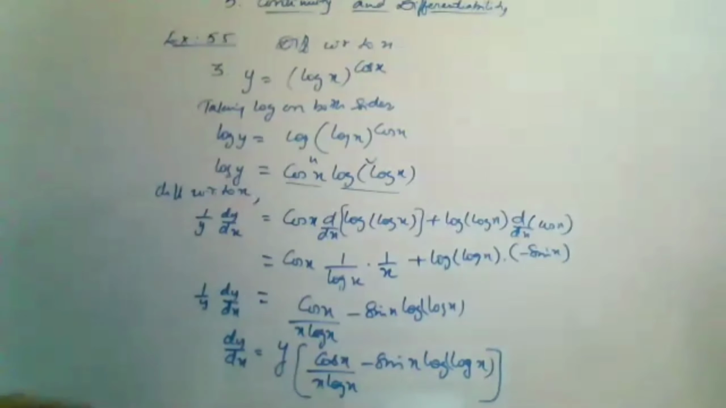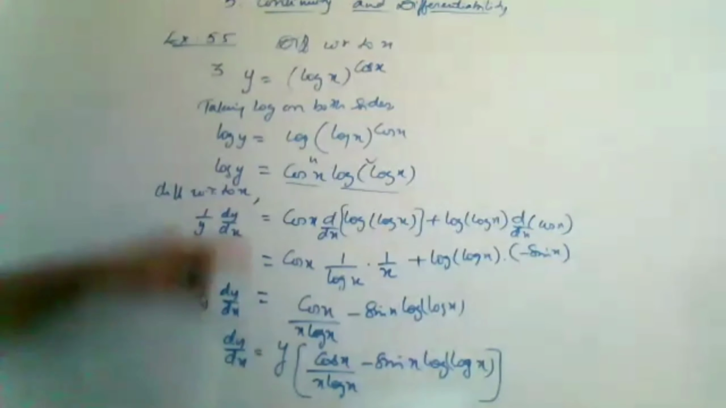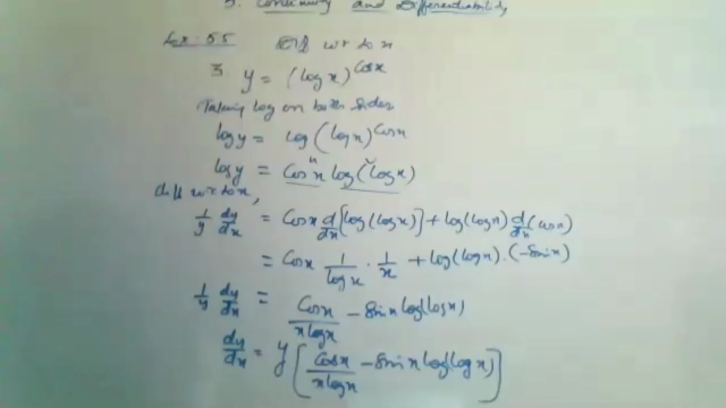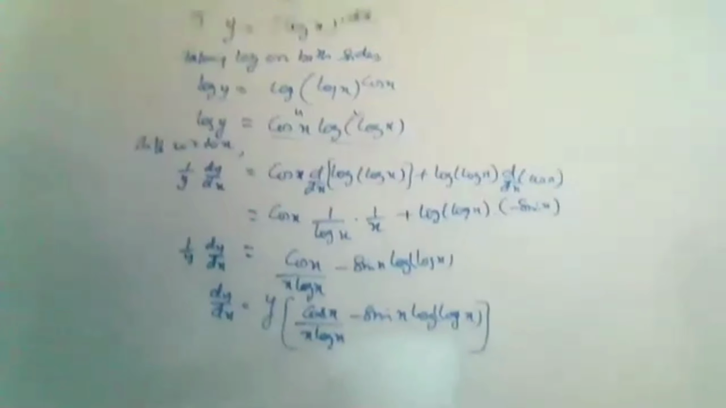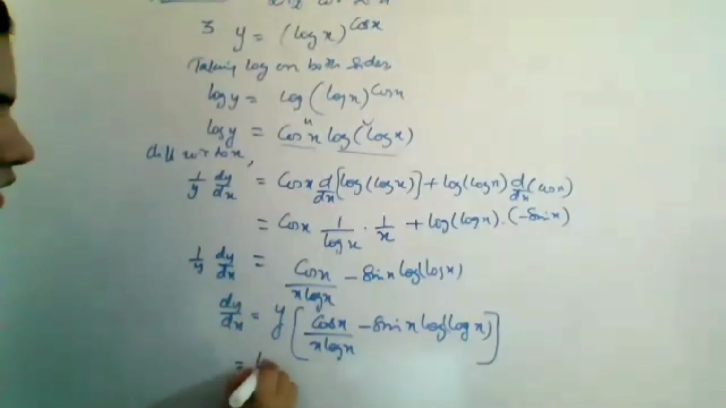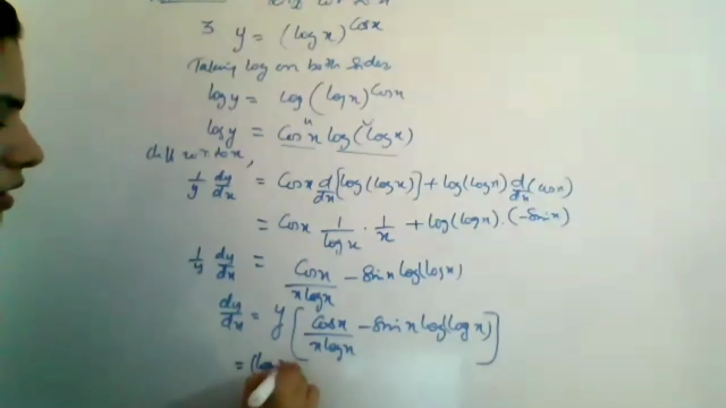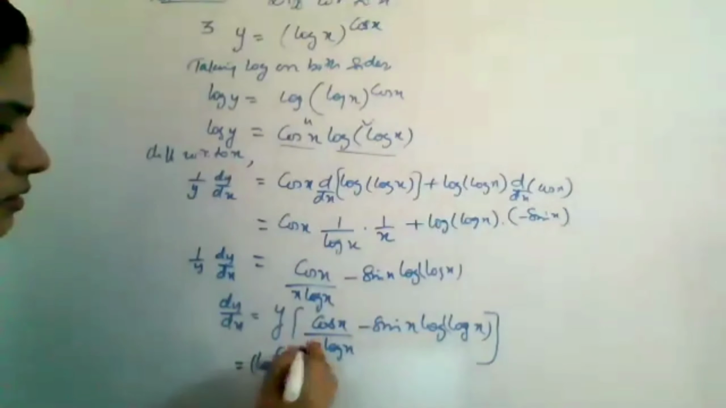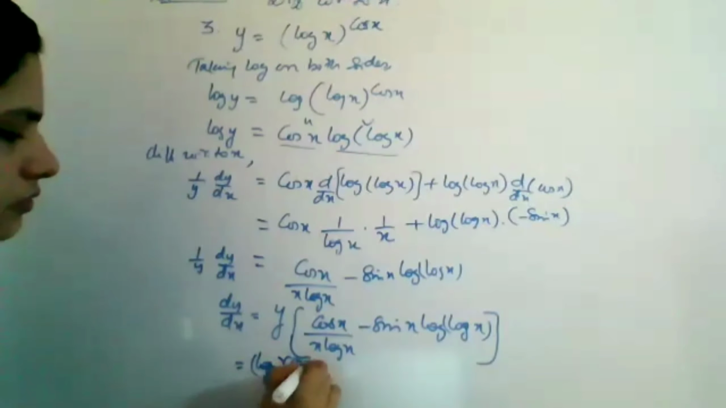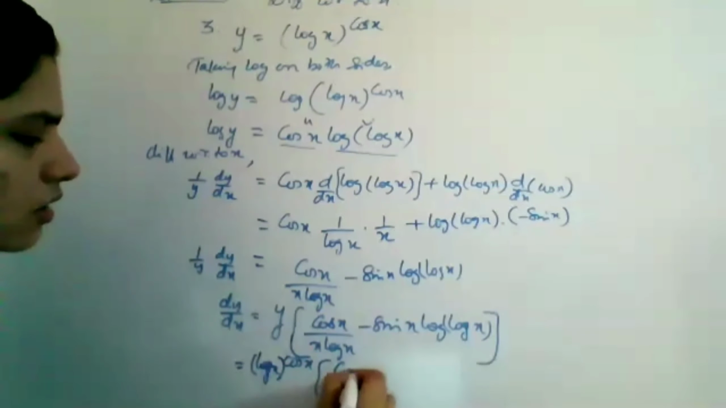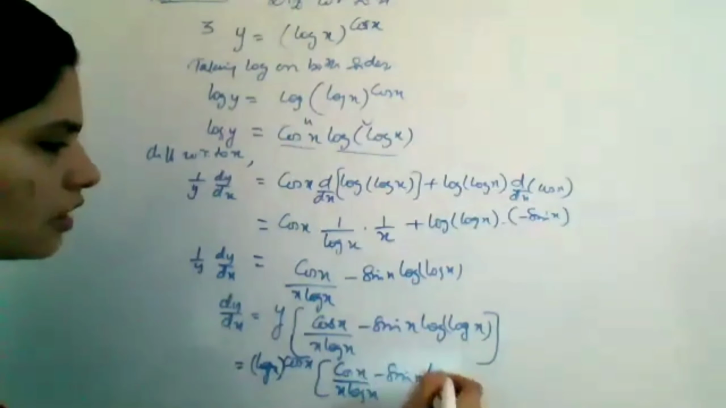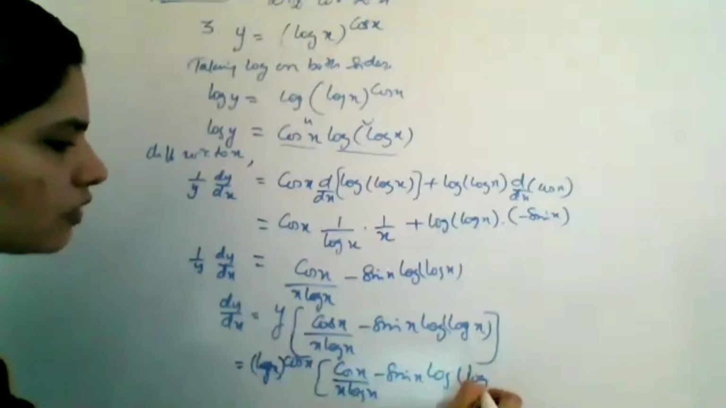Now you replace the value of y. What is y given as? Log x the whole raised to cos x. So what you'll get? Log x whole raised to cos x into cos x by x log x minus sin x log of log x.